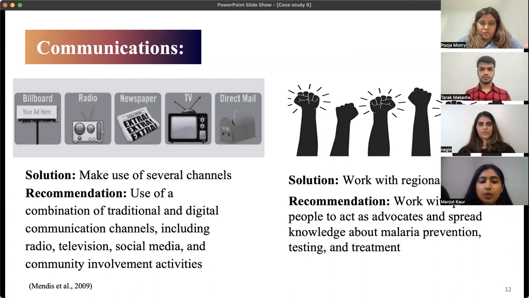The second is to work with regional authorities. I recommend to work with powerful people to act as advocates and spread knowledge about malaria prevention, testing, and treatment. Examples of these people include recognized community leaders, religious leaders, or medical experts.